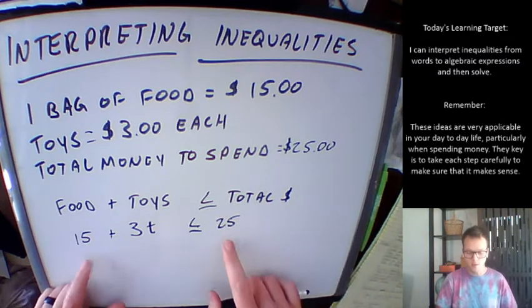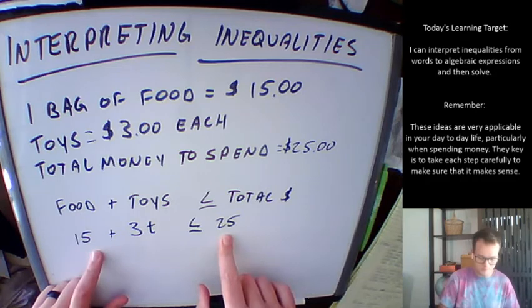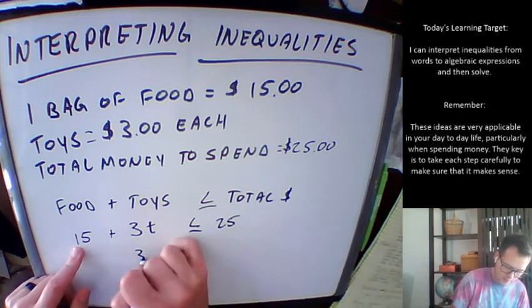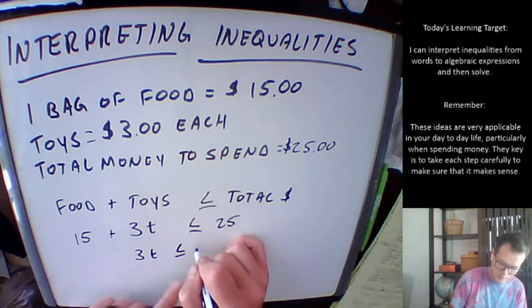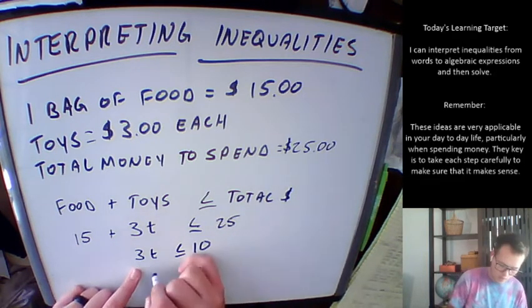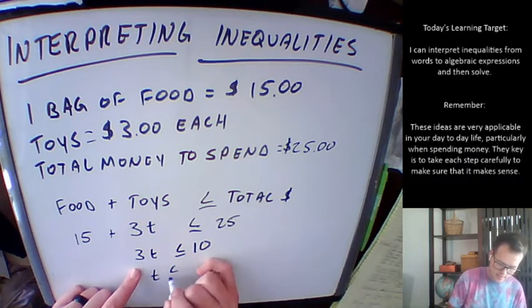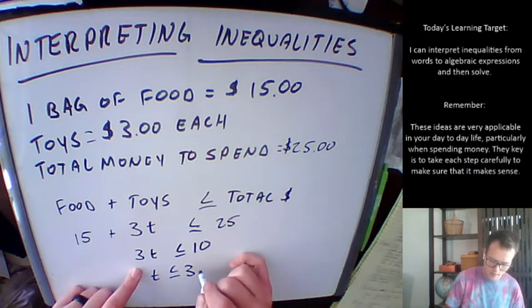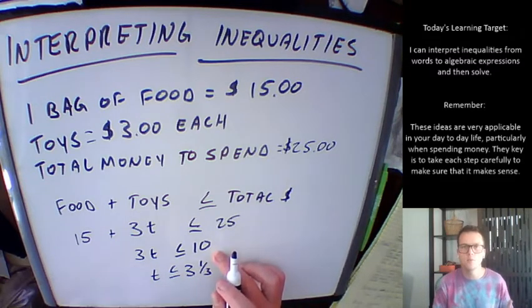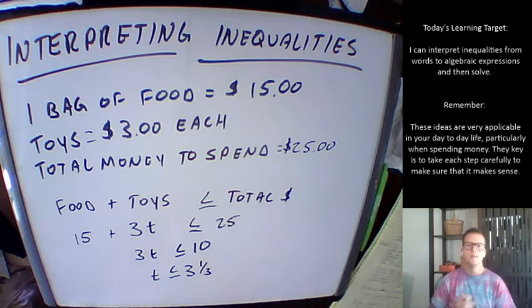And we can solve this. We know how to do this. We've done a ton of these. So we'll subtract 15 from both sides, and we'll learn that 3t is less than or equal to 10. And when we divide both sides by 3, we learn that t is less than or equal to, well, it ends up being 3 1/3. If you put it in your calculator, if you do 10 divided by 3, it'll say 3.3333. That's 3 1/3.